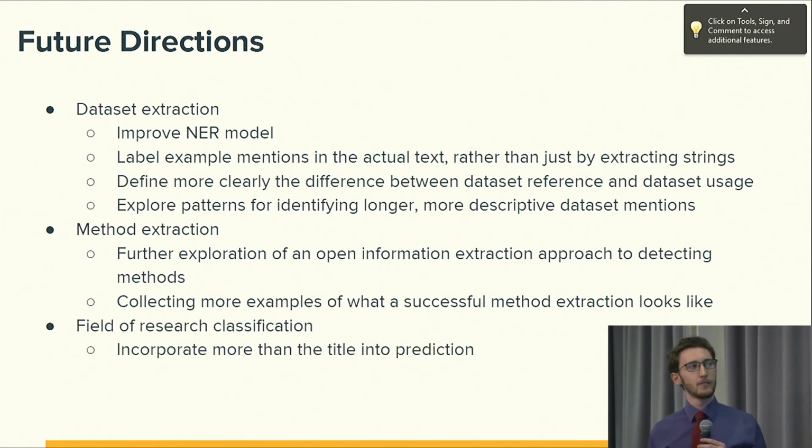Then for field of research prediction, it would be helpful to include more than the title into the prediction. So you can't always tell from the title what a paper is about anyways. So including the abstract text, keywords, journal, authors, as much information as you can get would be useful. And the difficulty here is finding a source of labeled data that has all this information. It sounds like maybe there is one, but.